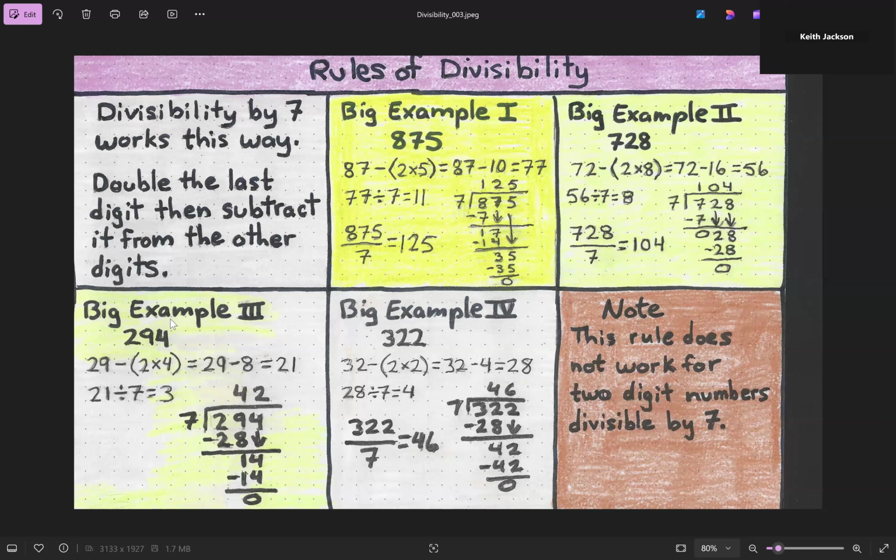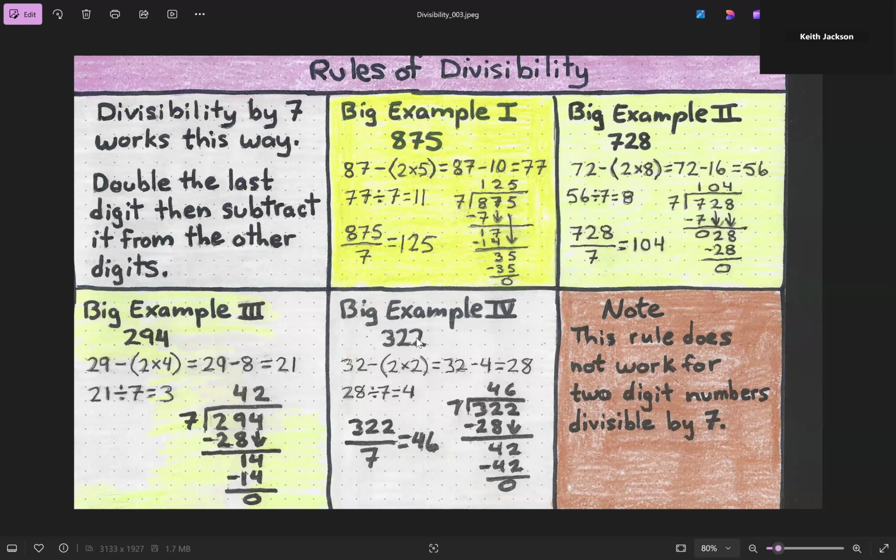Now let's take a look at big example 3, in which we have 294. Let's take that last digit, and you guessed it, multiply it by 2. Then we're going to subtract it from the other two digits. So now we have 29 minus 8, which gives us 21. We know that 21 divided by 7 will give us 3. That lets us know that 294 is also divisible by 7, with an answer of 42 that you see right here.